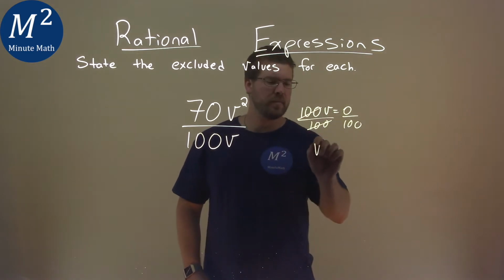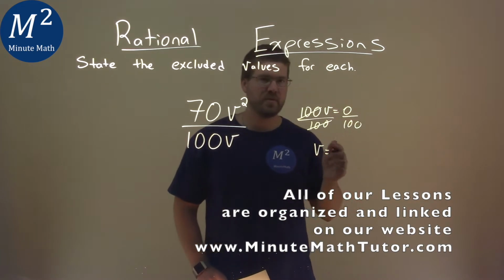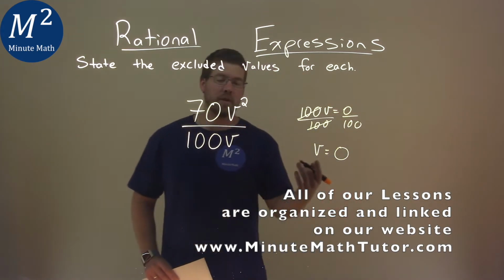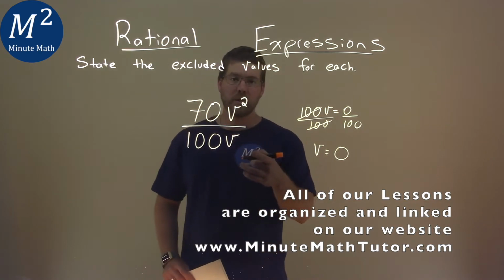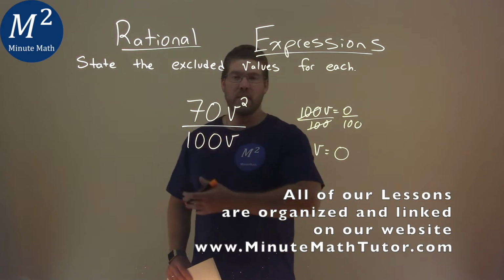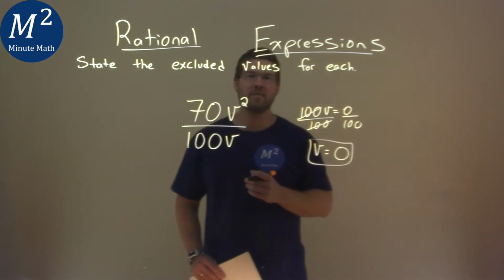Hundreds cancel, and we have v by itself. 0 divided by 100 is just 0. So the value of 0 for v, when plugged into our denominator, makes our denominator 0, meaning we cannot divide by 0, and so 0 is our excluded value.